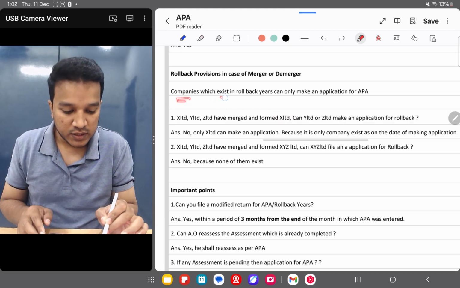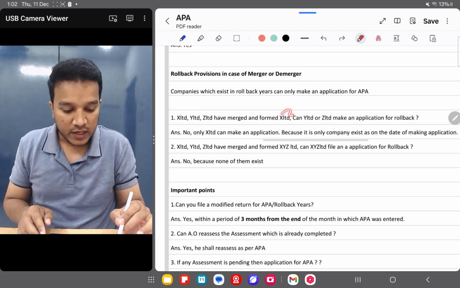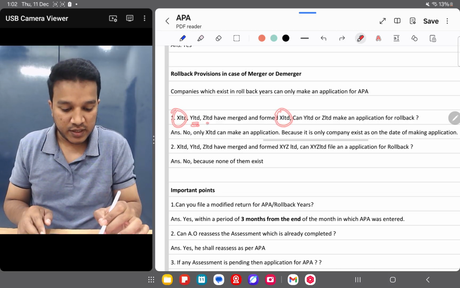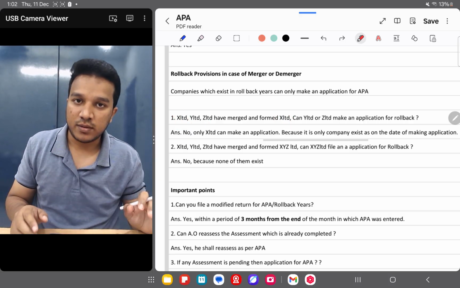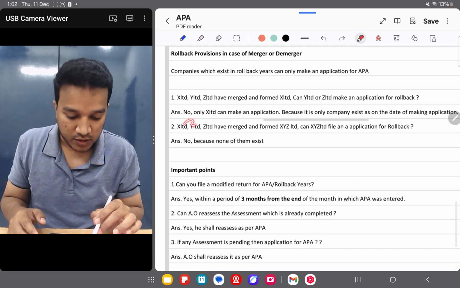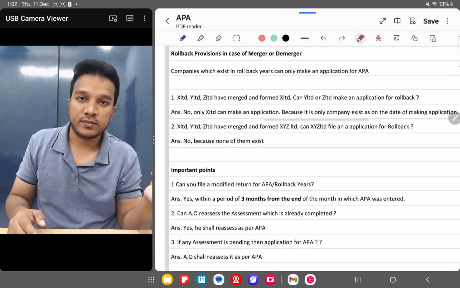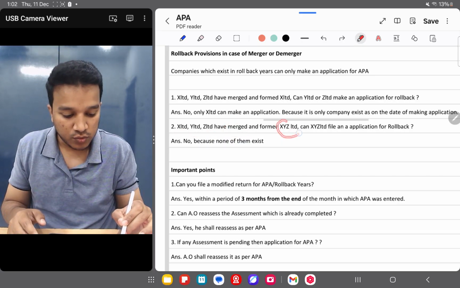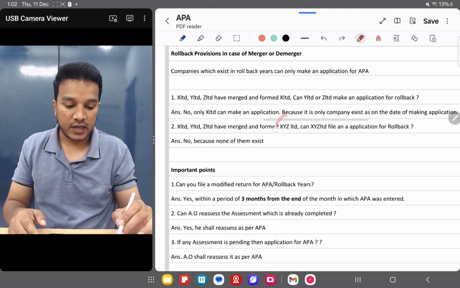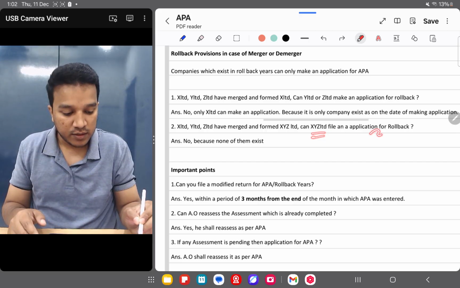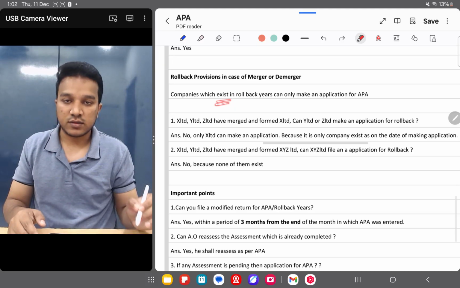Read this. Companies which exist in the rollback years can only make an application for APA. Only company X limited exists in the rollback years. Previously there were X, Y and Z, now only X limited is there. So only X limited can make an application. Done. Another example: X, Y and Z limited have merged and formed XYZ limited. This is a new company. Earlier there was X limited, Y limited and Z limited, now a new company XYZ limited has come. Can XYZ limited make an application for rollback? The answer is no, because none of the original companies exist.